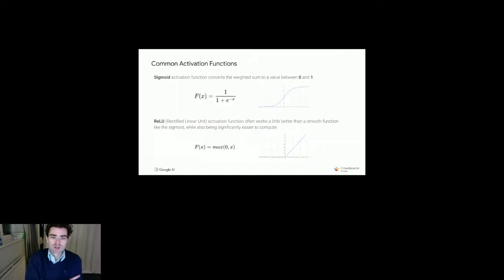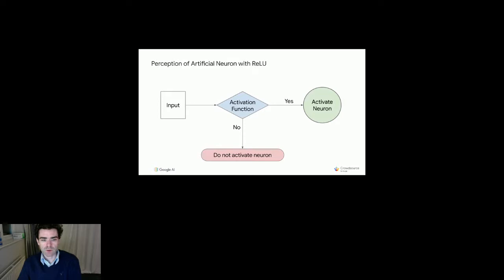Rectified linear unit. An activation function that often works a little better than a smooth function like a sigmoid, while also being significantly easier to compute. Because we're running a huge data set, we want it to be easy to compute. If you look at that straight line, we're just trying to get a value over 0, otherwise discounted.